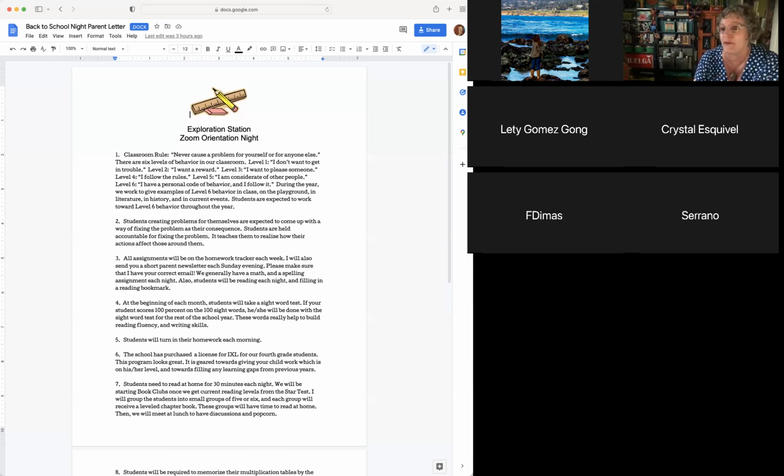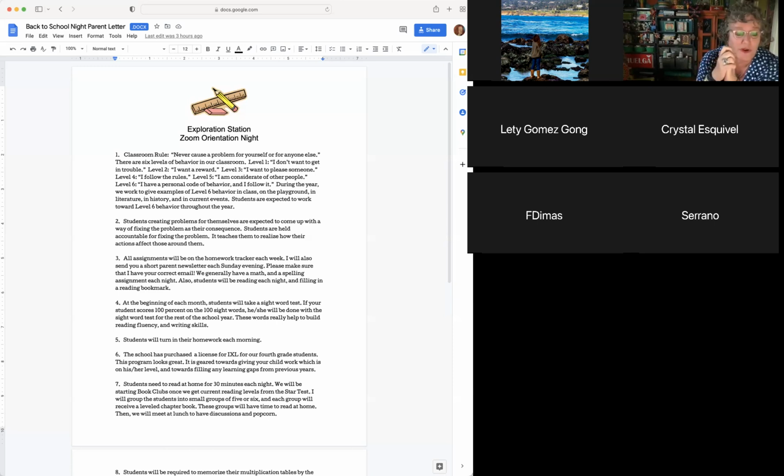I also had people that were on a 2nd grade level with reading too. So IXL is good because it can help remediate if your student's struggling, and then it can also challenge if your student needs challenge.